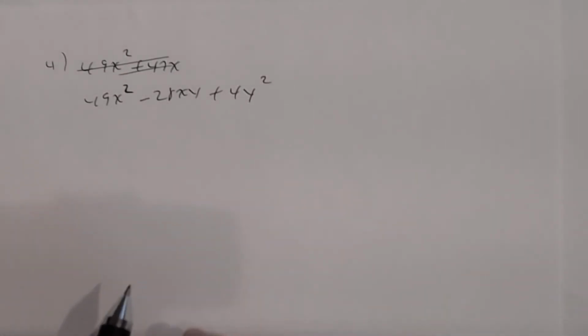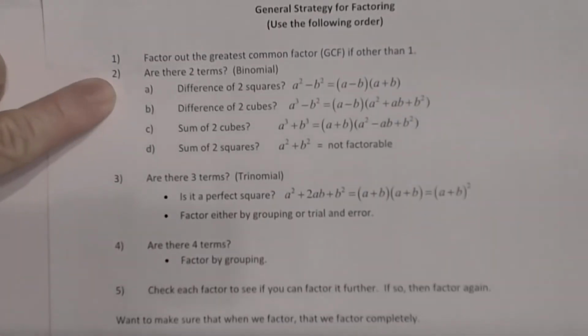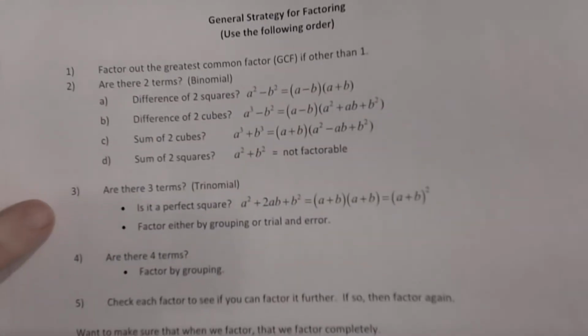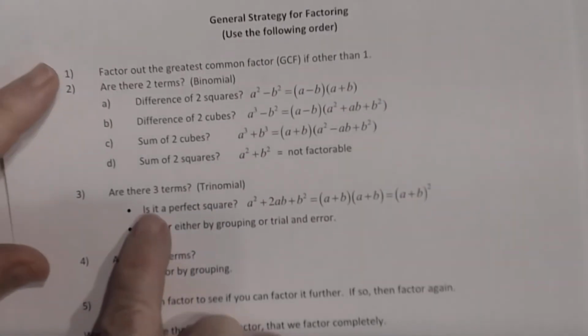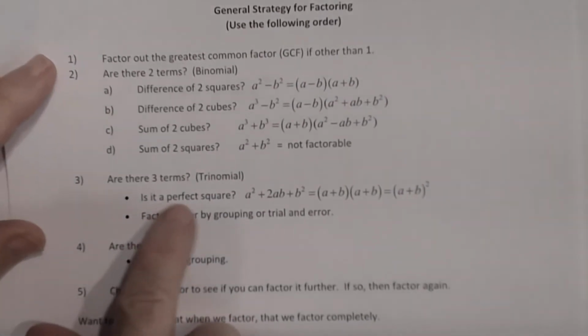So the GCF here is 1. So then you look to see, well, first of all, are there 2 terms? No. There are how many terms? 3. So I'm going to skip this part. Are there 3 terms? Yes. So what I want to do, though, is just kind of focus again on what we've learned.